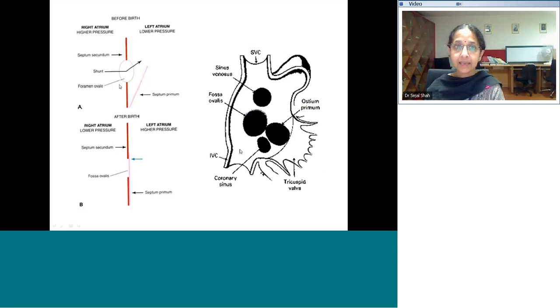And we discussed this foramen ovale, which shunts from the right atrium to the left atrium, and you have the septum secundum on the top and the septum primum below. This is the foramen ovale. After birth, the pressure in the left atrium increases and the pressure in the right atrium reduces, which closes this flap completely, closing the patent foramen ovale.